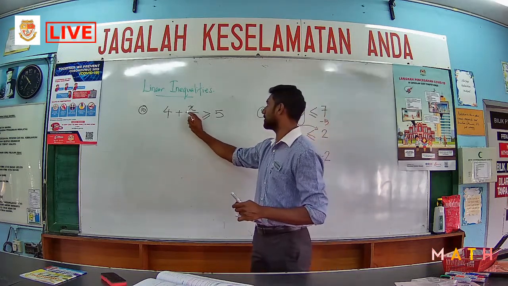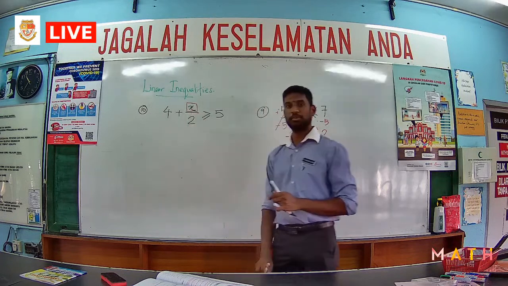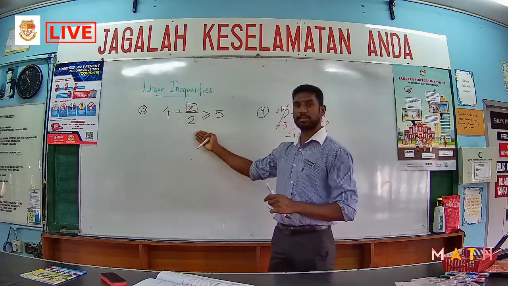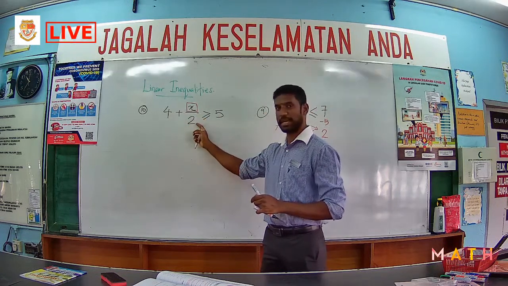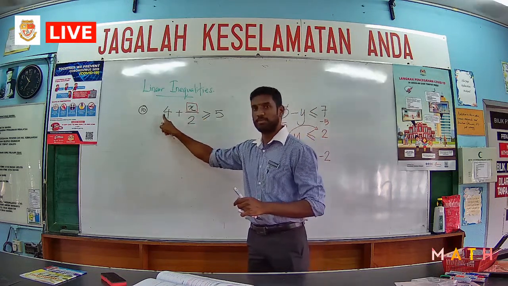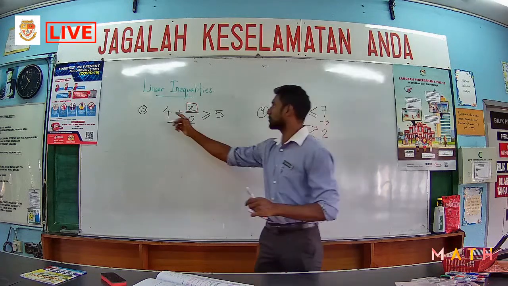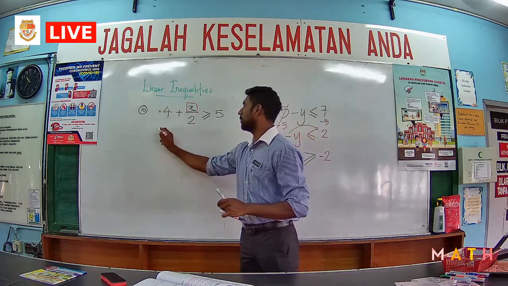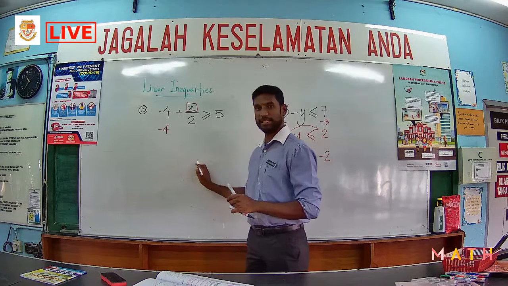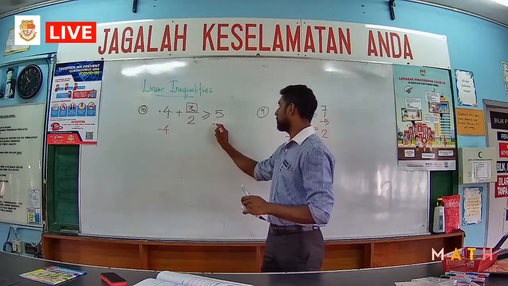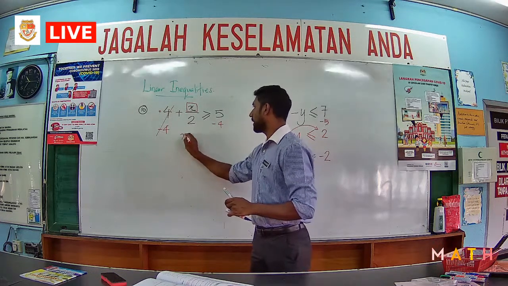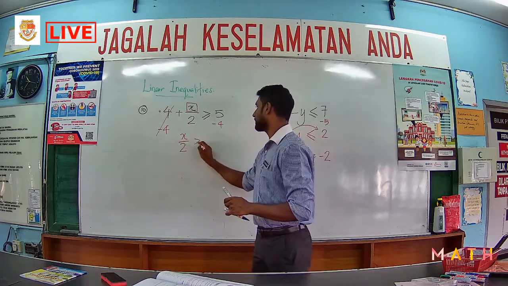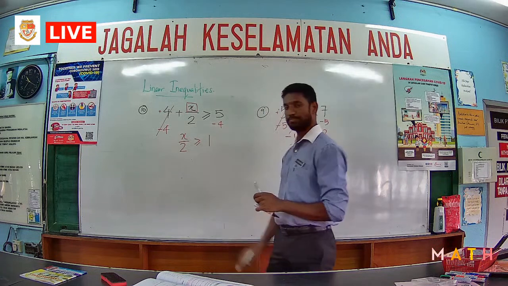Ask the question. Put the unknown in the box. Which one is the closest relation? Is it 4 or 2? Should be 2, right? So number 4, we need to eliminate. It's positive 4, so we give the opposite, which is minus 4. So on the other side, we minus 4 as well. So you will have x over 2 greater than or equal to 1.